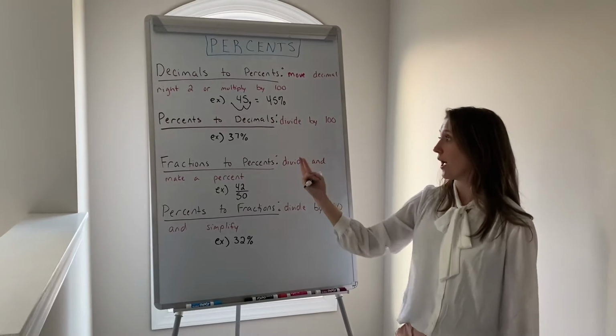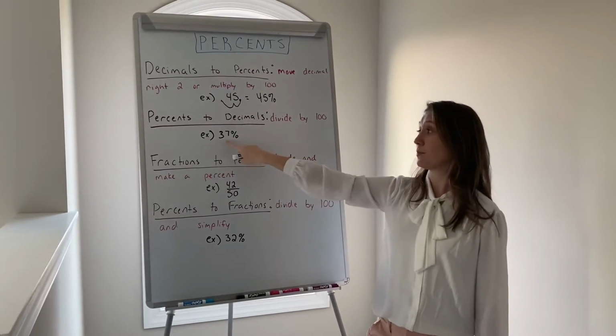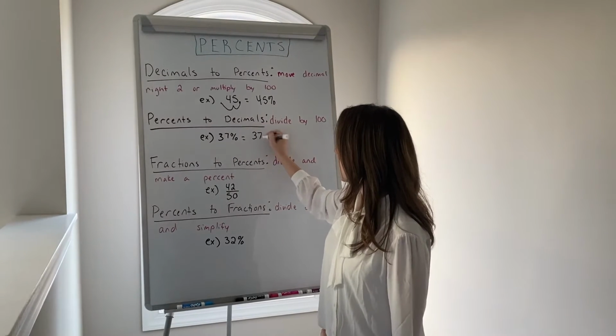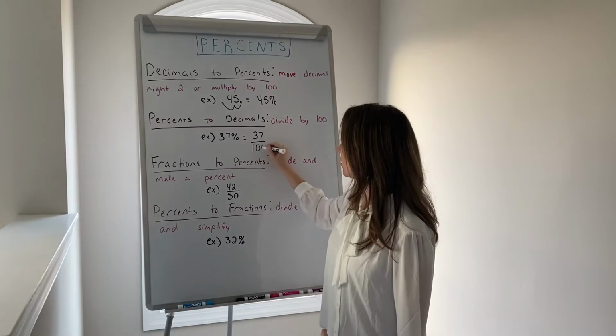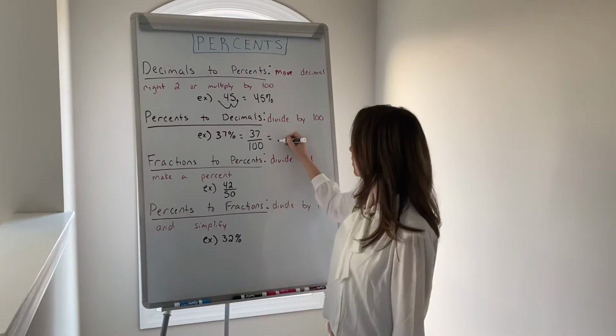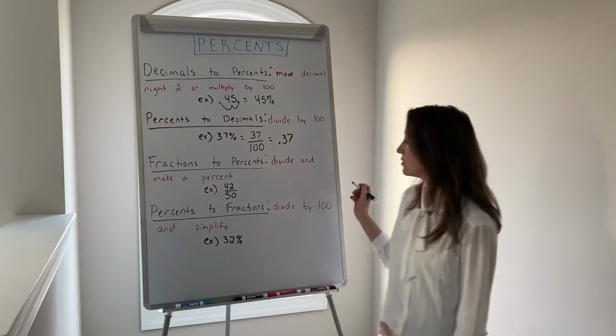Now going the other way, if you have a percent and you want to write it as a decimal, you just take the percent number, so 37, and you always divide it by 100, and then you just put that in your calculator. 37 divided by 100 is 0.37. And that would be your decimal.